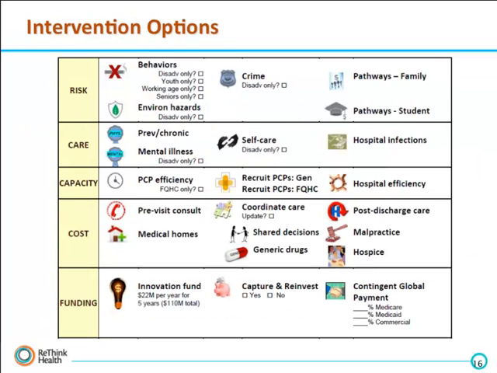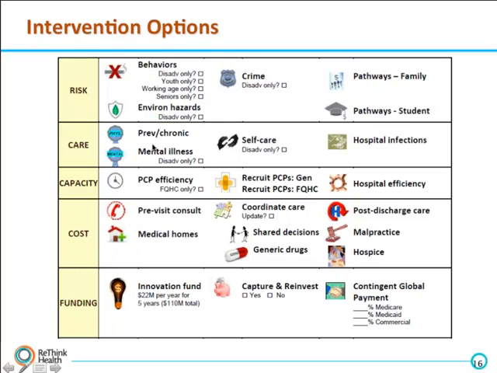And to finish this tour, let me just tell you a little bit about the intervention options that are available. I mentioned that there are a couple dozen of them, and they're broken out into the categories of risk, care, capacity, cost, and funding. I won't go into all the details, but they really are pretty comprehensive in terms of the kinds of initiatives we've heard about from our national experts and our local clients. And in some cases, you can actually specify an intervention to be targeted only at a certain subgroup. Like if we're doing something about improving behaviors, maybe we want to limit it only to youth or only to seniors. Perhaps that's because of limited funds or something.